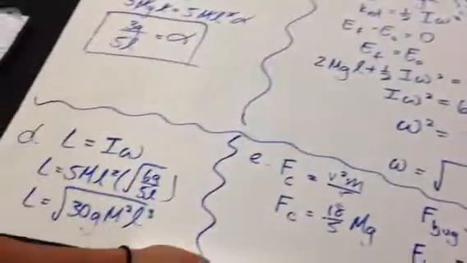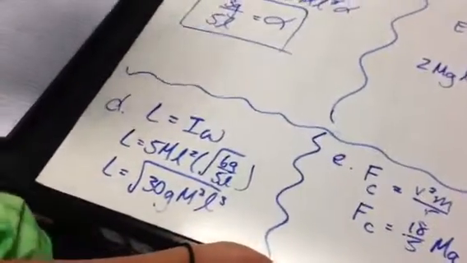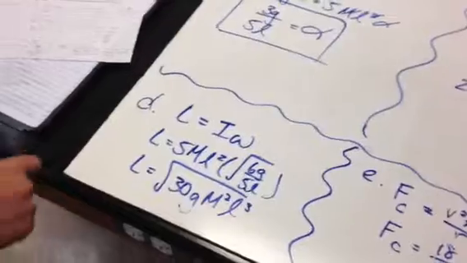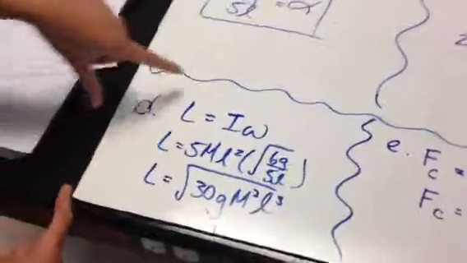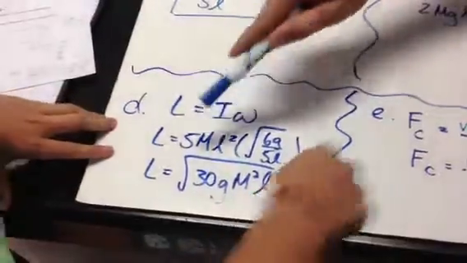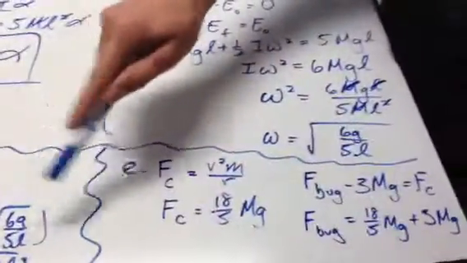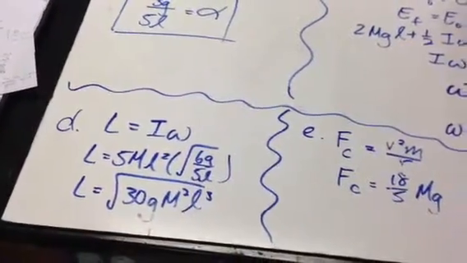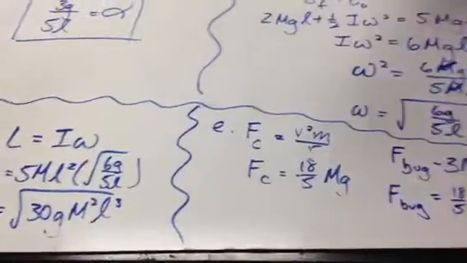Okay, so now the next part asks you to find the angular momentum of the system. We know that the equation for angular momentum is just I times omega. So we just plug in our values that we found, since we found our omega back here, and we found our I over here. If you simplify everything, you should end up getting the square root of 30g m squared times L cubed.